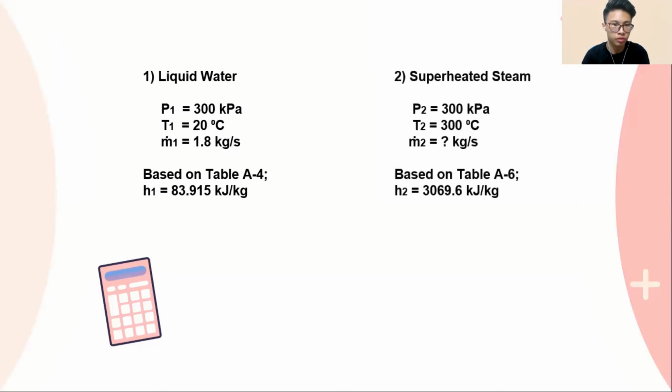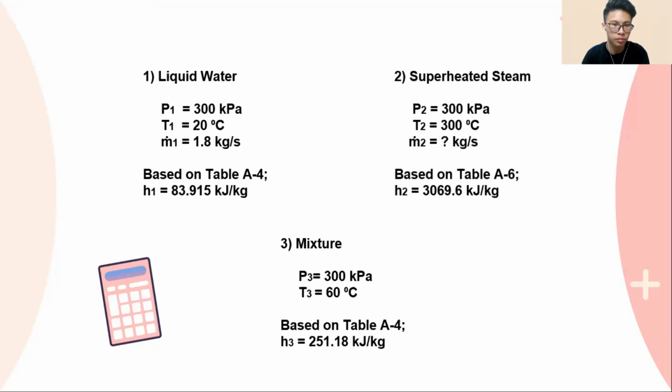Before we can move into the calculation, we will need to determine the value of h from the property table. At 300 kPa, the temperature of liquid water and product is lower than 133.52 degrees Celsius. Based on table A4, h1 equals 83.915 kJ per kilogram and h3 equals 251.18 kJ per kilogram. For superheated steam, table A6 is referred and h2 equals 3069.6 kJ per kilogram.